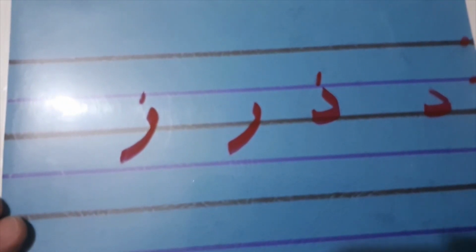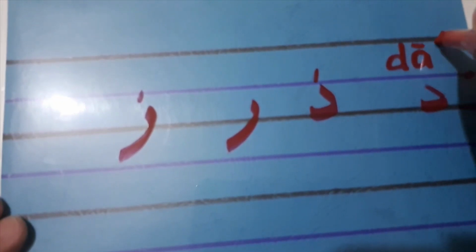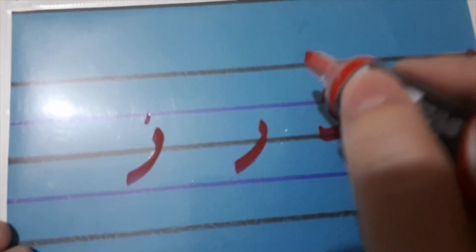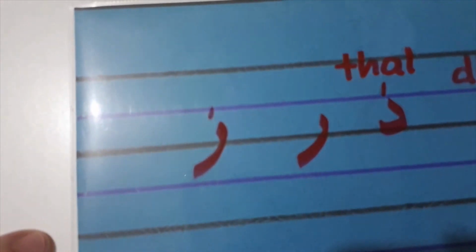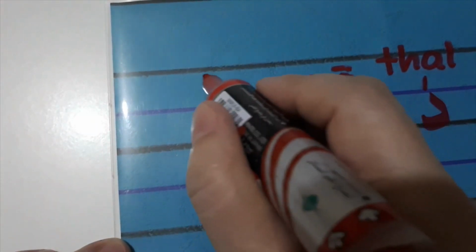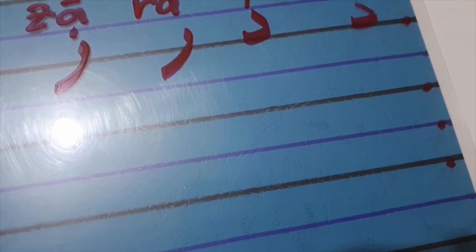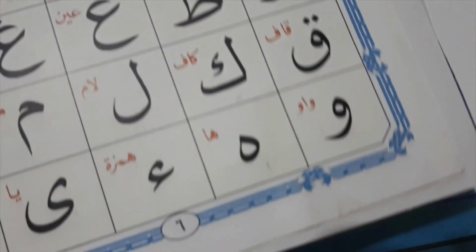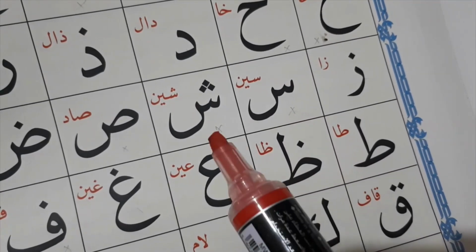So it's like that. This is dal. This is dhal. And this one is ra. And this one is za. Okay, with one dot over there. So next letter is sin. Okay, this letter here, next letter is sin, sheen.